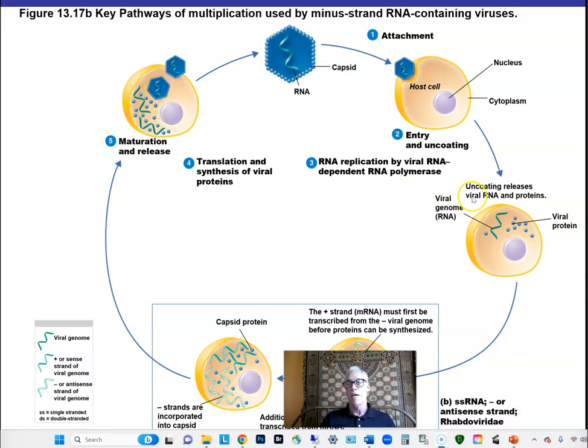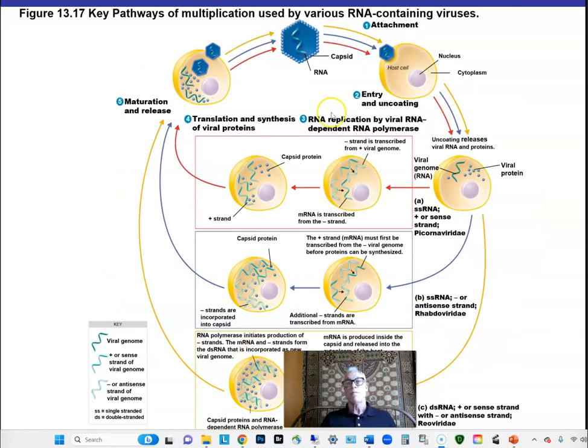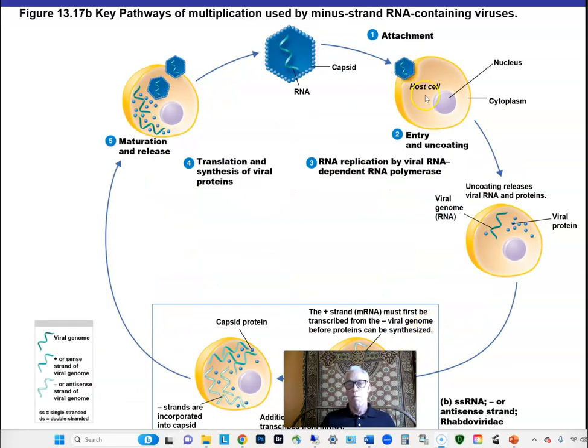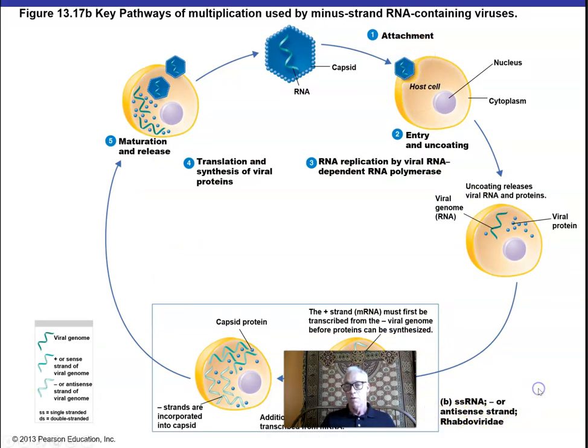The biggest difference is that we can't get around to synthesizing any protein until we make some plus strands from that minus strand genome. And of course, we can use those plus strands to make more copies of the minus strand genome. This is just a summary chart showing all the possibilities. Here's a picture that we didn't really talk about, a double-stranded RNA virus. For the minus-strand, single-strand RNA virus, an example is rhabdoviridae, and we'll take a look at those in a table in just a second.